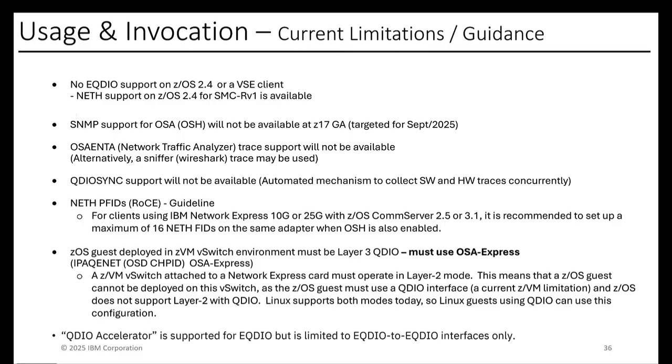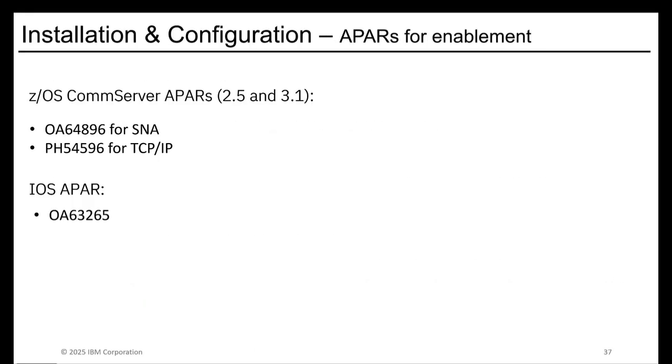And the last bullet I kind of mentioned is QDIO Accelerator is a supported function in Enhanced QDIO, but it's limited to Enhanced QDIO to Enhanced QDIO devices only. And I think we're getting near the end. This is just a nice chart of the enablement APARs or the toleration APARs that you'll need for Communications Server. We do have a dependency on an IOS APAR, and those are listed there. The APARs will IFREQ each other to make sure you put them both on. We'll also call out the IOS APAR when you apply the VTAM and Communications Server PTFs.